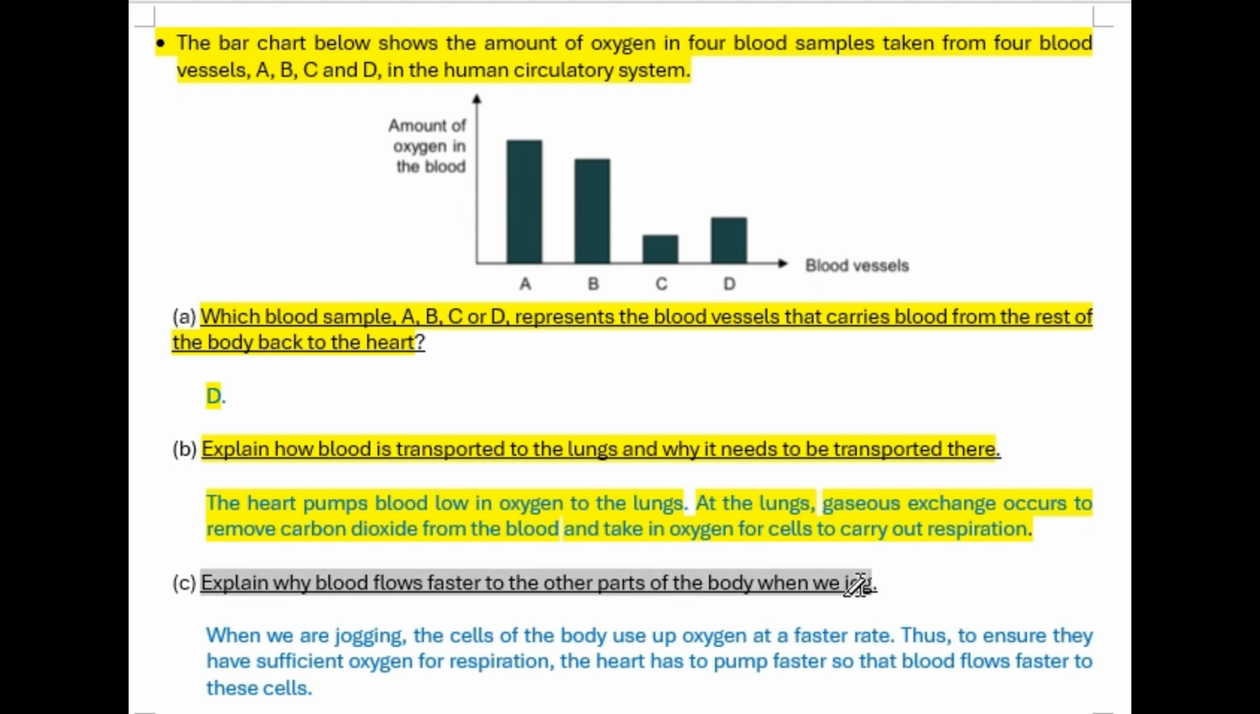C. Explain why blood flows faster to the other parts of the body when we jog. When we are jogging, the cells of the body use oxygen at a faster rate. Thus, to ensure they have sufficient oxygen for respiration, the heart has to pump faster so that blood flows faster to these cells.